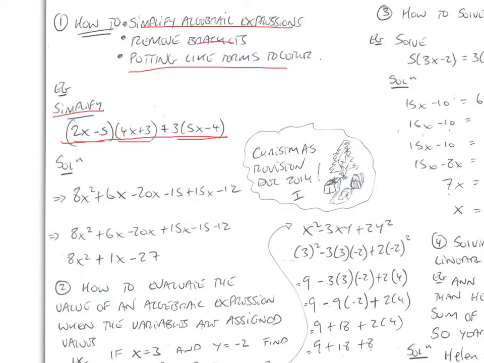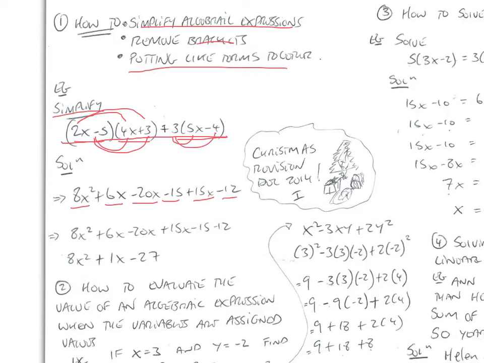We multiply 2x by 4x, we get 8x squared. 2x by 3 is plus 6x. Minus 5 by 4x is minus 20x. Minus 5 by 3 is minus 15. Remember, you have your minus by plus gives a negative. And then we have 3 by 5x is plus 15x, and 3 by minus 4 is minus 12.